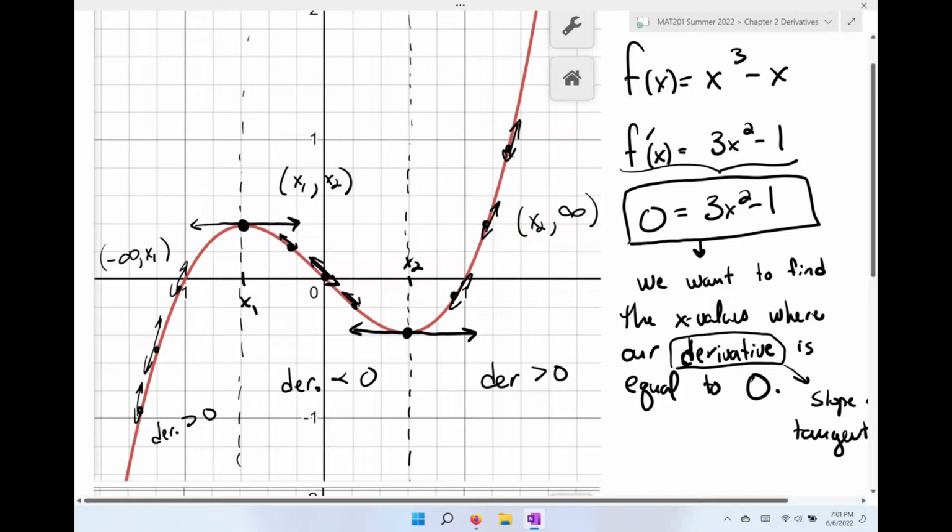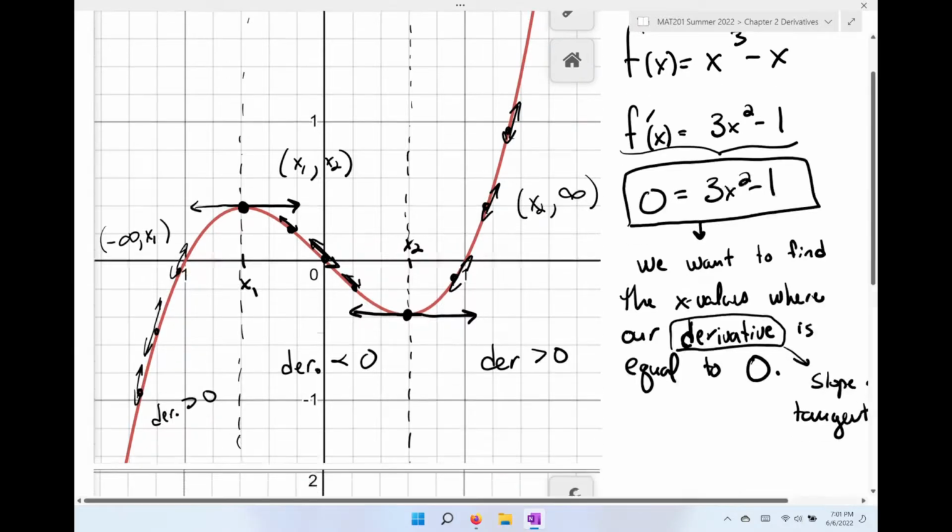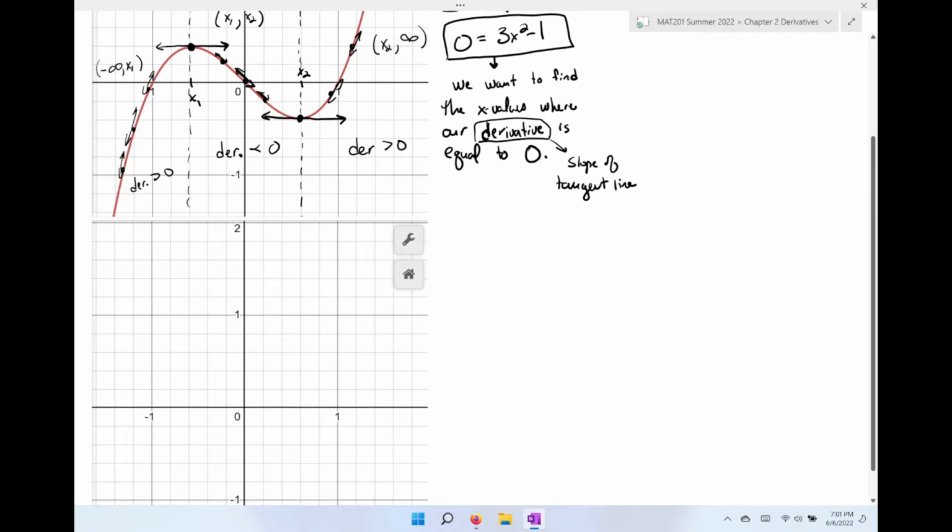Okay, now how can we use this information to plot the derivative of a curve? I'm going to zoom out here. And here's our example.